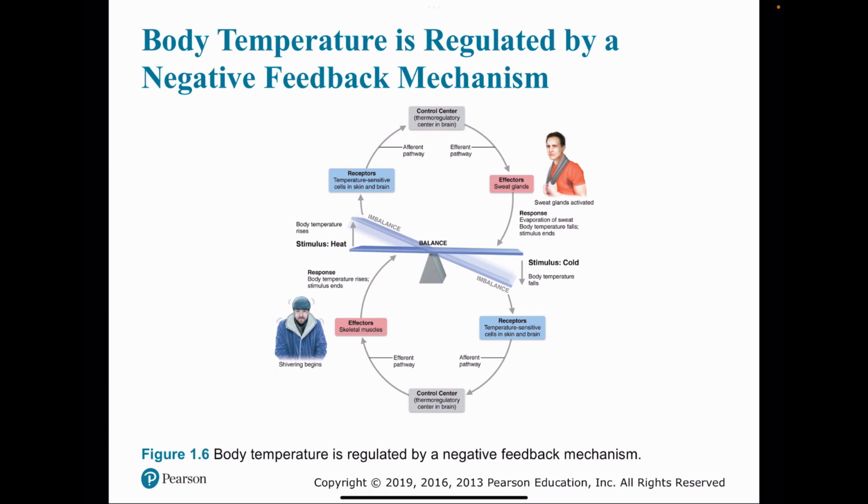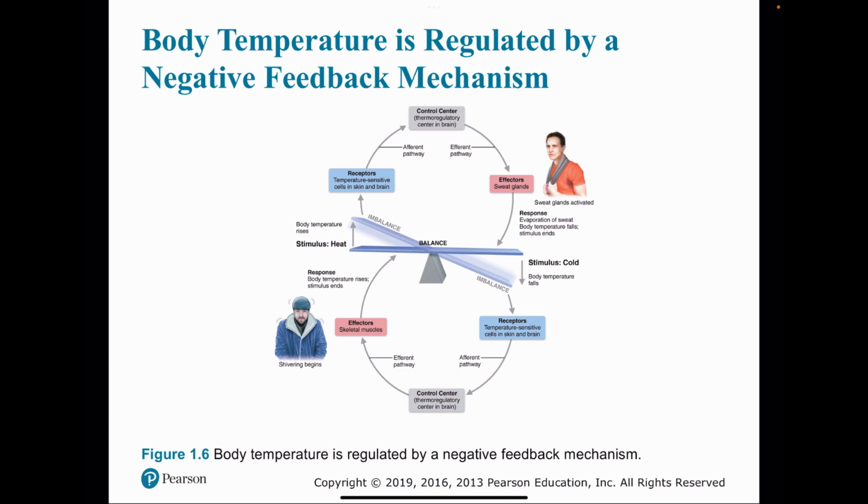So we have an increase in body temperature, then we'd have temperature-sensitive cells in the skin and the brain. These are going to be the receptors. They're going to tell the thermoregulatory center in the brain, that being the control center, which then is going to cause the sweat glands to become active, causing sweat to be produced. The evaporation of the sweat essentially will cause body temperature to be lowered through convection.